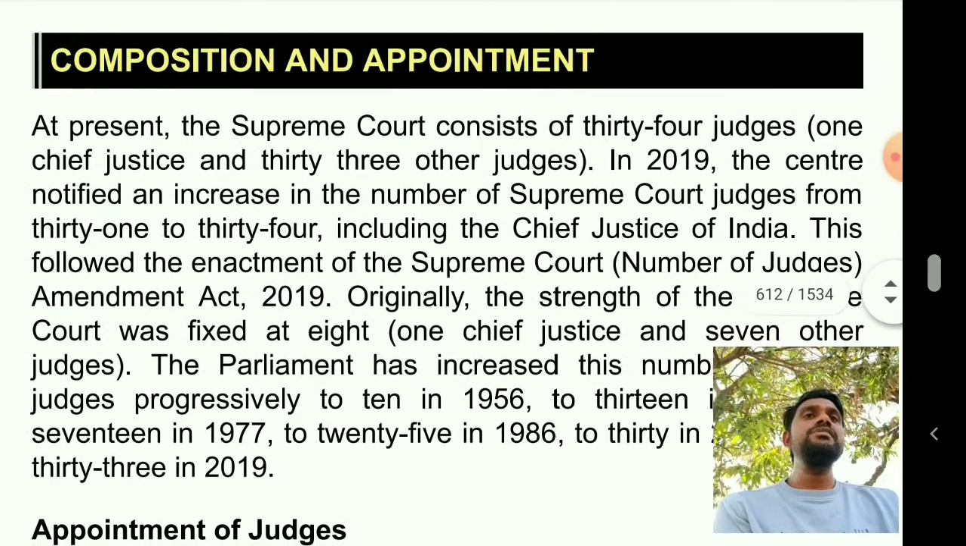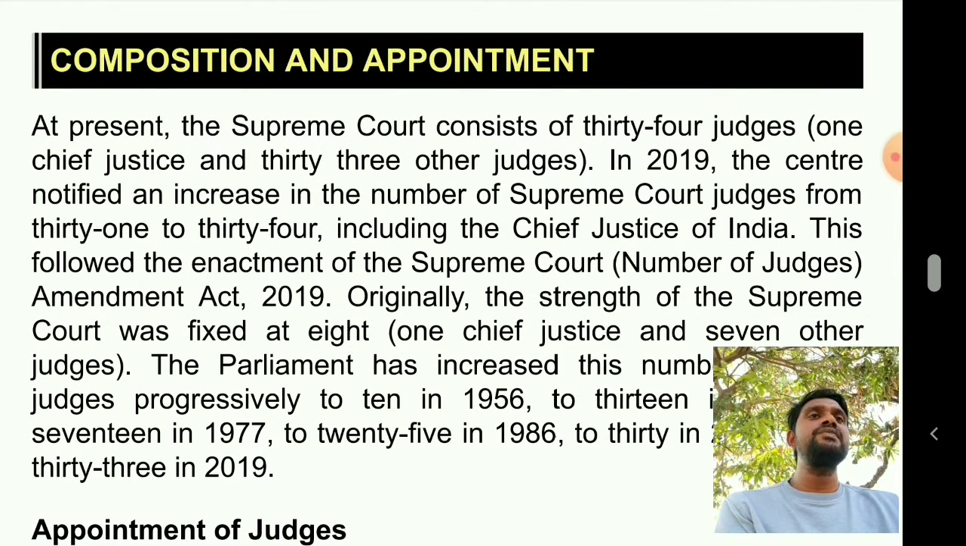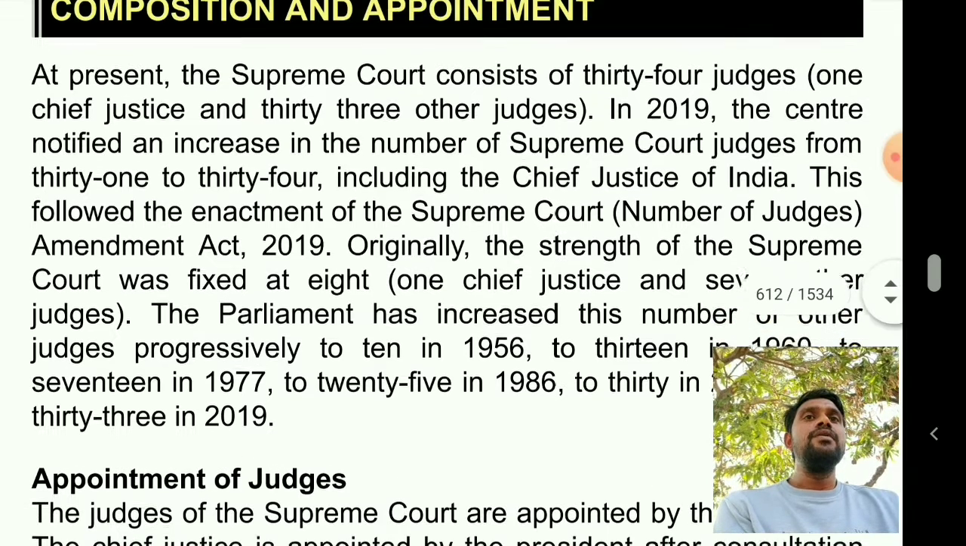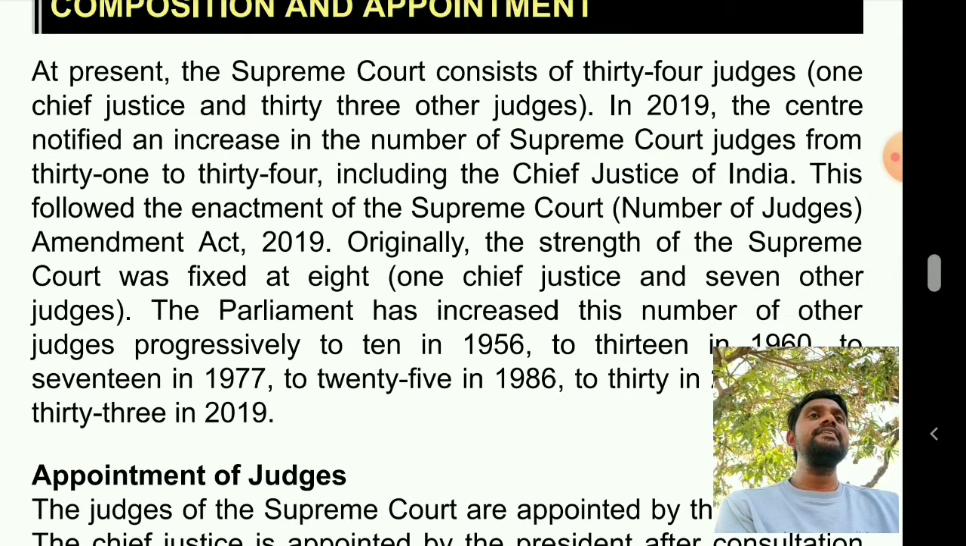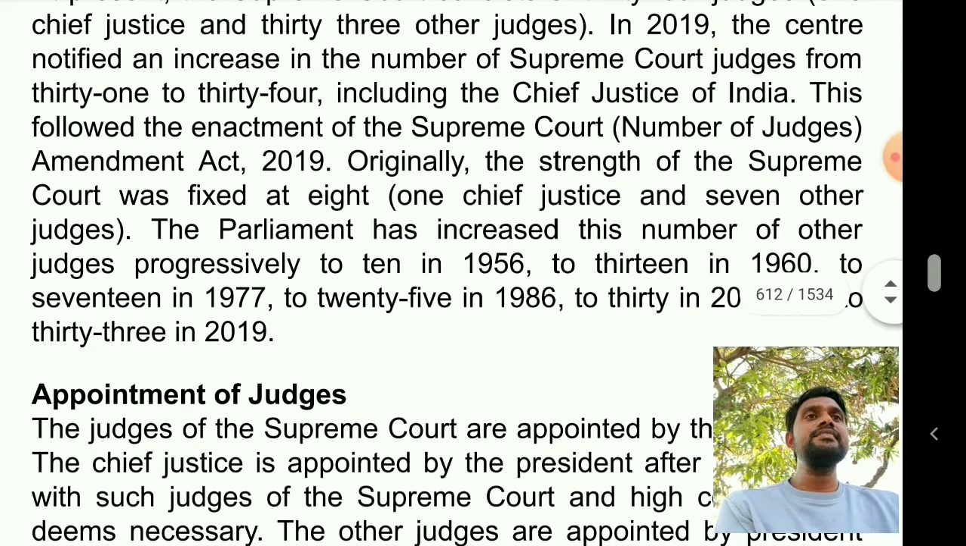Next is composition and appointment. At present, the Supreme Court consists of 34 judges, 1 CJI and 33 other judges. In 2019, the Centre notified an increase in the number of Supreme Court judges from 31 to 34, including the CJI. This followed the enactment of the Supreme Court Amendment Act 2019.